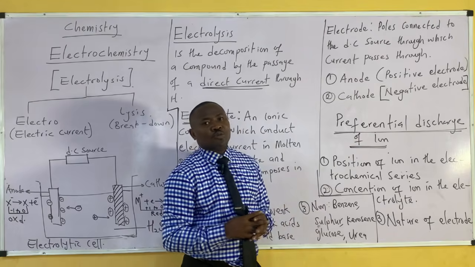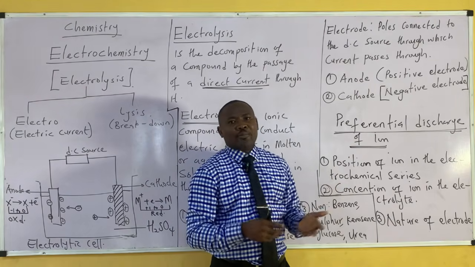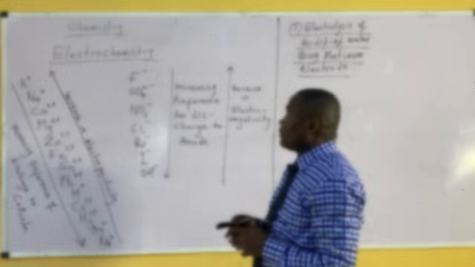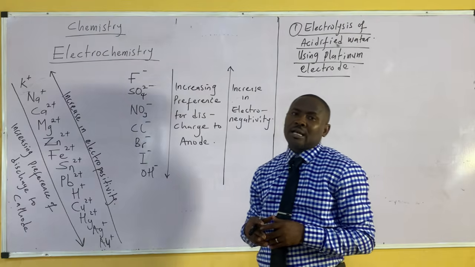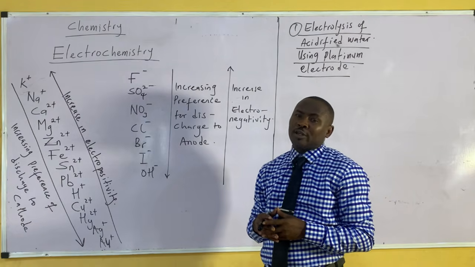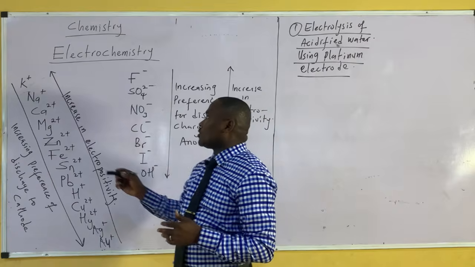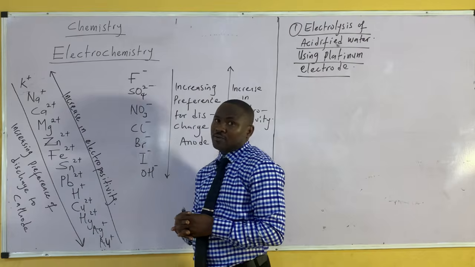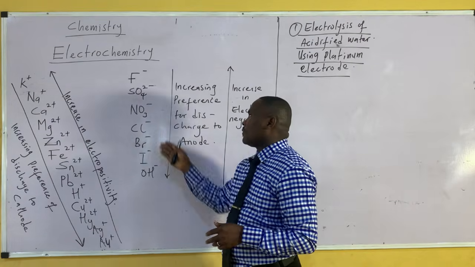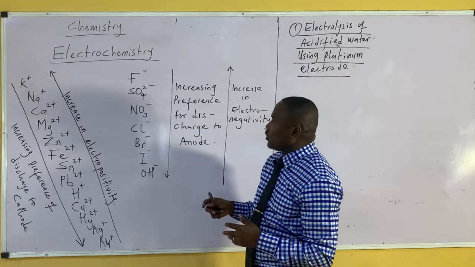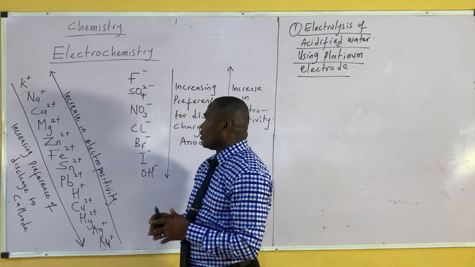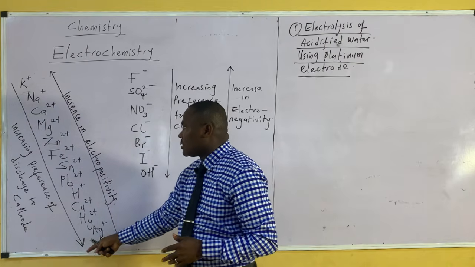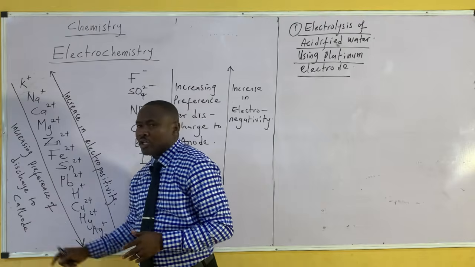Now we'll be doing some examples to show how ions are preferentially discharged over other ions. In order for us to analyze preferential discharge of ions, we must have a glimpse of the series of electropositivity and the series of electronegativity. Now, if you watch what I have on the board, as it goes down, this shows increasing preference of discharge to the cathode.